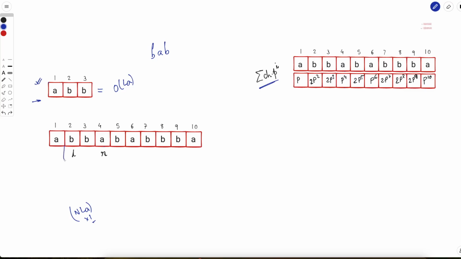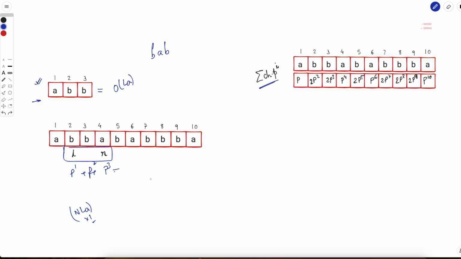Now finding out the hash of this L2R, if you do it naively, what will you do? Okay, I need to find out the hash of BBA. Again I will do 1 into p power 1, sorry, 2 into p power 1, 2 into p power 2, and 1 into p power 3, and then I will sum this all up and I will get h dash. If you do it in this fashion, there is no advantage, because you are again iterating over the length of A for each index, which is as bad as the previous n into LA solution, right?